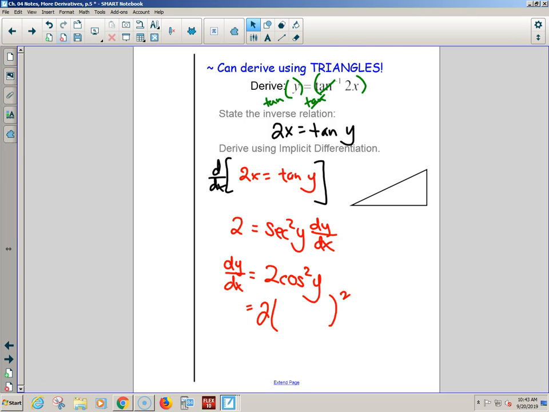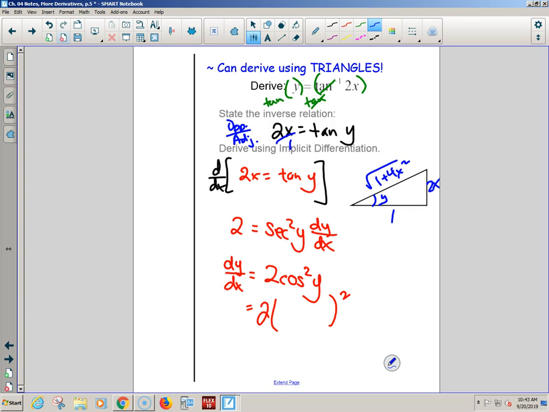So when I go to fill in my triangle, did you guys see that this could be over 1? Tangent is opposite over adjacent. So 2x over 1. Wait, adjacent, not hypotenuse, right? How do I solve? A squared plus b squared is c squared, so the hypotenuse is the square root of 1 plus 4x squared. True? It is the square root.